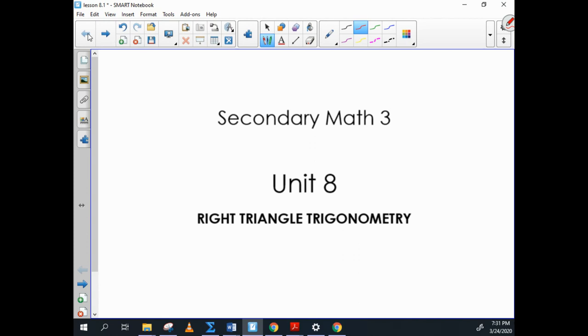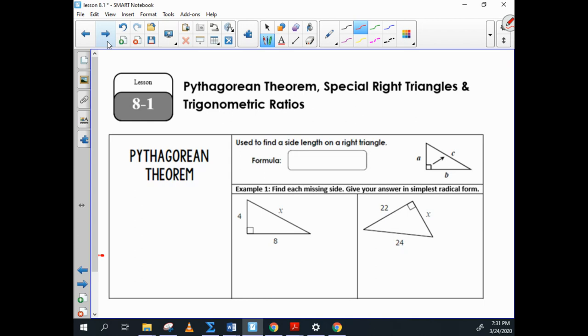So we are learning in Unit 8 about right triangle trigonometry. And I've broken this Unit 8.1 into 4 videos. So our first video, we're going to be talking about the Pythagorean theorem. Pythagorean theorem should not be new to you. You've probably known it since about 7th grade.